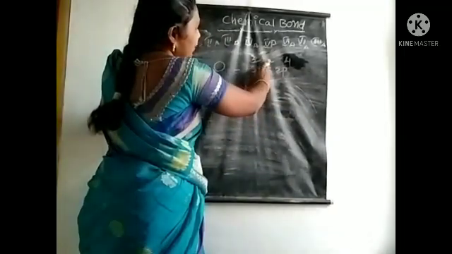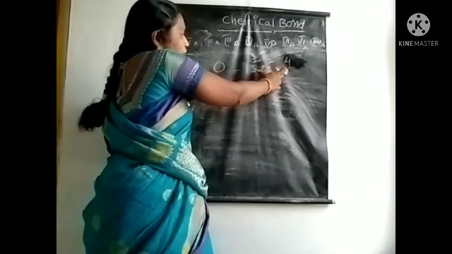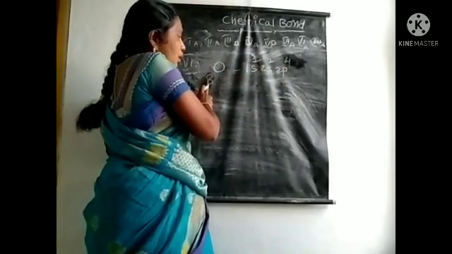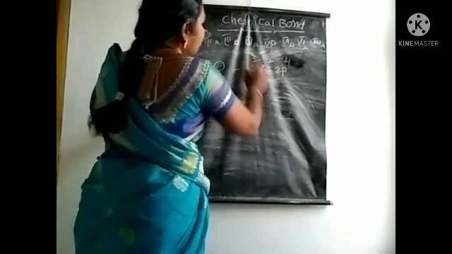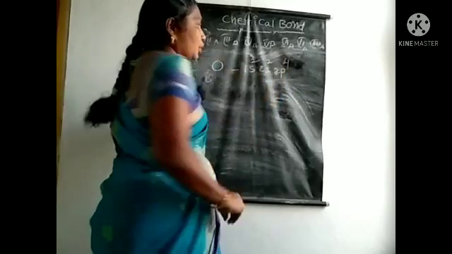Observe, children: 2 plus 2 is 4, 4 plus 4 is 8. The atomic number of oxygen is 8. Its configuration is 1s2, 2s2, 2p4.